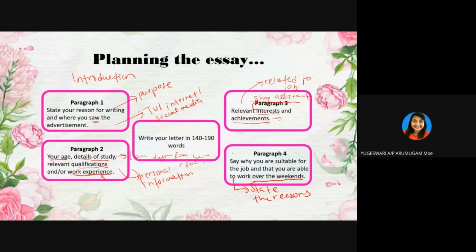So guys, planning your essay in 4 paragraphs is enough because we are just writing 140 to 190 words. It's not that long, so I don't want you to elongate your essay. Just stick to 4 paragraphs. This is how you plan. Maybe here you can conclude as well. For your first paragraph, you can even include your introduction there, no problem.